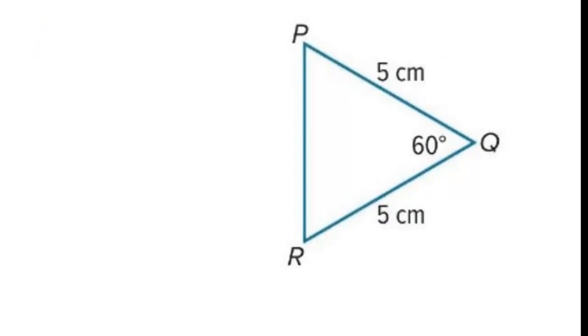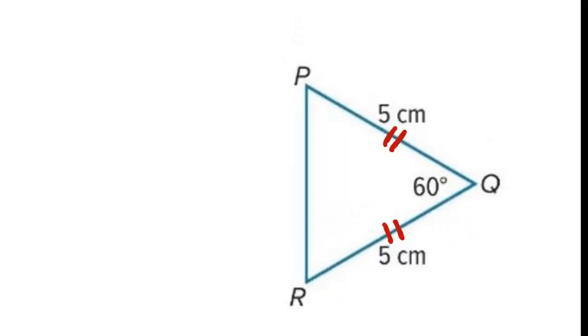Yep, at the very least, this is isosceles. It might be equilateral, I'm not sure yet, but I know it has to be isosceles because we have two congruent sides, 5 centimeters and 5 centimeters. So since I have two congruent sides, that means I have to have two congruent angles. What are the two angles here that are the congruent ones?